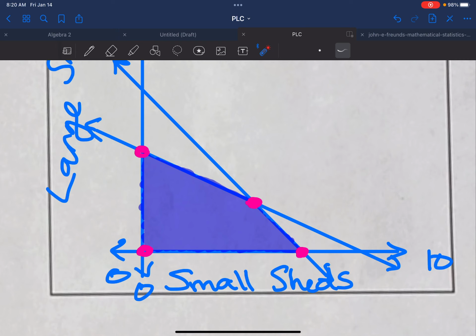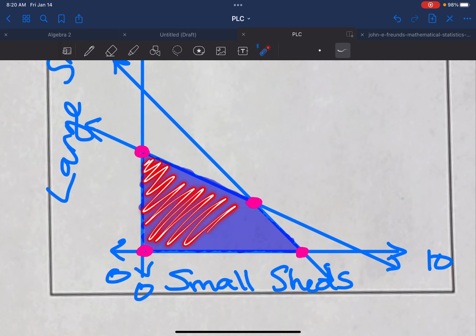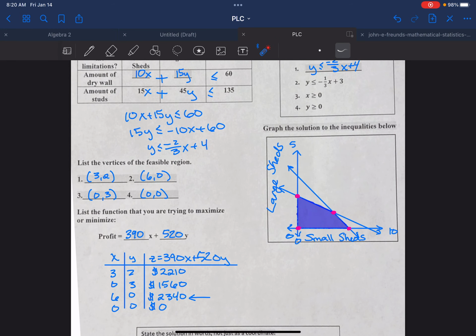Say you had 2 and 2, that still works. That still satisfies it. It might not be the best, but you're good. You're in this region of possible money made, in a sense. So keep that in mind as you're looking at these kinds of questions.